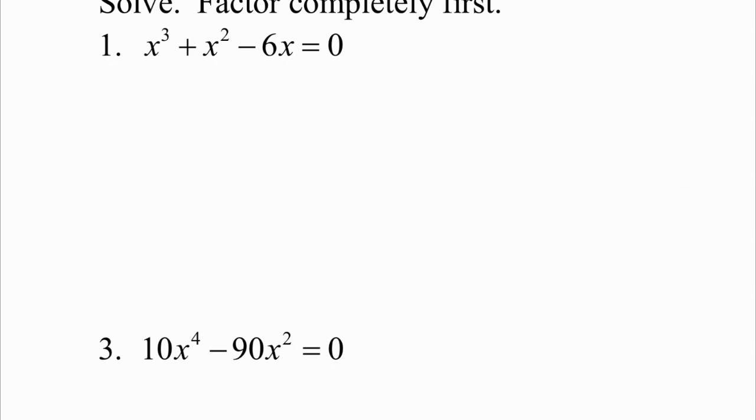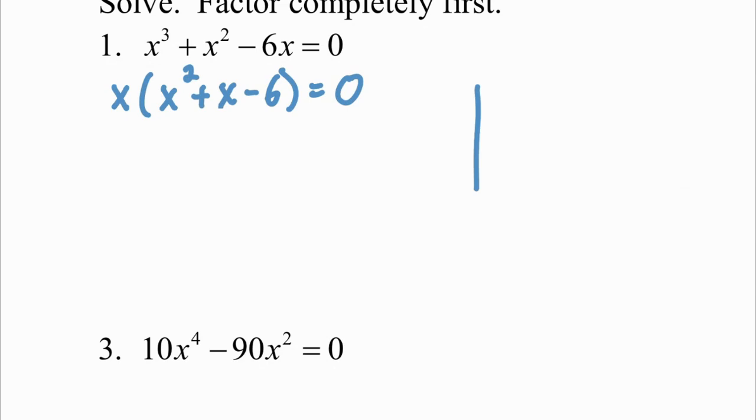So, for question 1, the first thing you should do is factor an x out of all three of these. When we do that, x to the third goes to x squared, and we get plus x and minus 6, all set equal to 0. We will then put that x squared plus x minus 6 into the box.